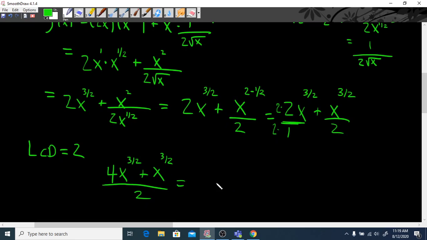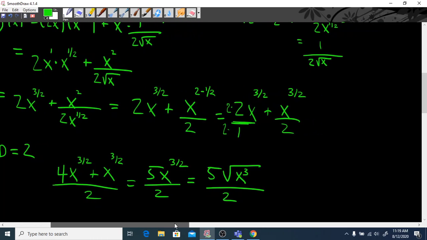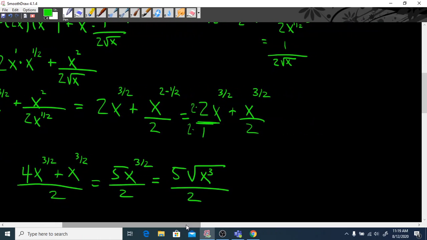And then these are like terms. We can combine these. 4x to the 3/2 plus x to the 3/2 is 5 x to the 3/2 over 2. And we can write that this way. 5, and then 3/2, that's the square root of x cubed over 2. Okay? And then we can simplify the square root as well.